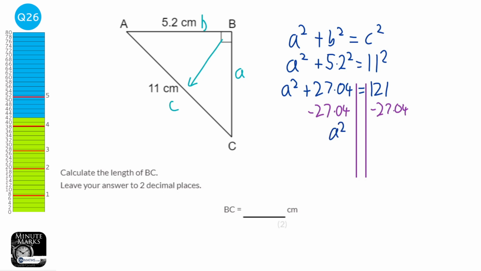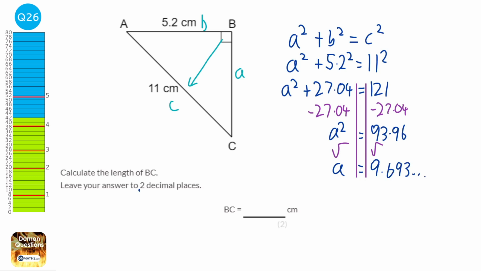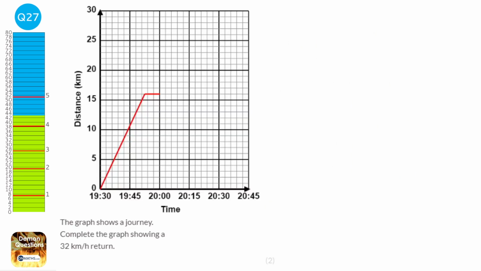So we get A squared equals 93.96. There we go. And to work out what A is, we just square root both sides. So it'd be A equals 9.693... It asks us to do 2 decimal places, so we write 9.69.